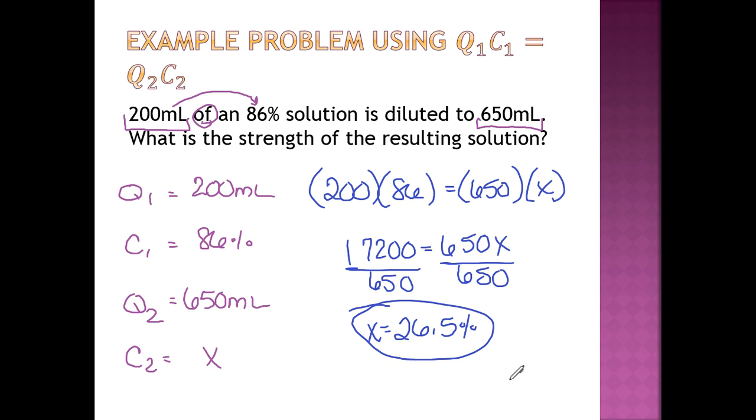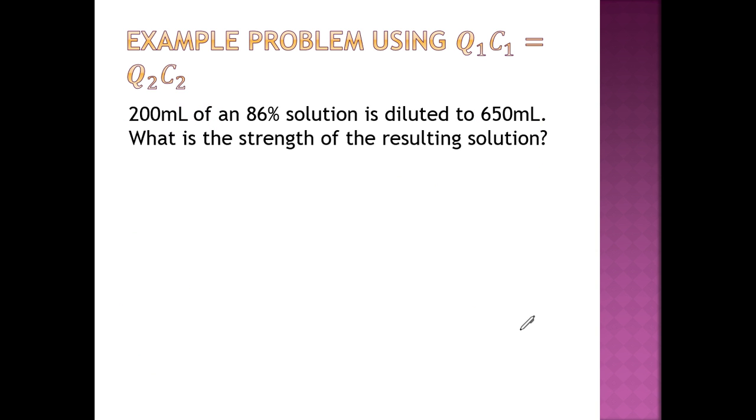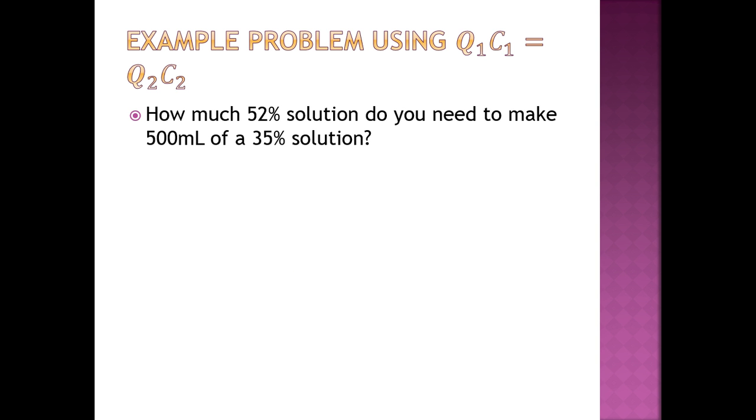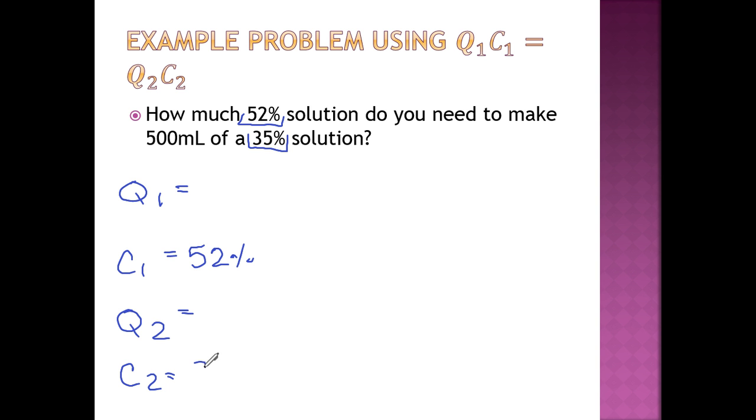Now let's take a look at an example where instead of having two volumes, we're getting two concentrations. Now we have to keep in mind the whole point of a dilution is to reduce the strength. So again, I'm going to go ahead and pull out all of my information first. So my question reads, how much 52% solution do you need to make 500 mLs of a 35% solution? So I have two percentages here. My highest percentage will be my C1, and my lowest percentage will be my C2. I have a volume connected to my concentration by that keyword of, so they're going to go on the same side. And then I have X as my Q1.